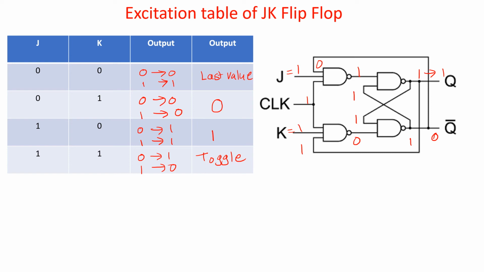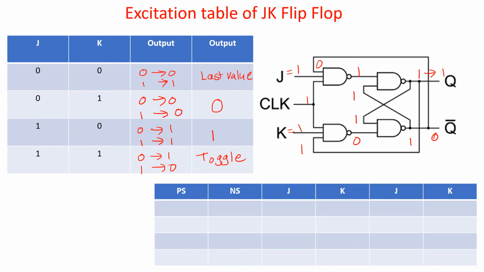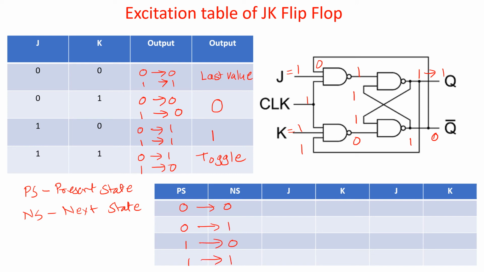Now let us go for the excitation table, and that excitation table we will get in this diagram. Now see, PS stands for present state as we have seen in the SR flip-flop, and NS stands for next state. Let us assume PS as 0, next state as 0; 0, next state 1; 1, next state 0; and 1, next state 1. What we have done in SR, the same thing we are going to do in the JK.